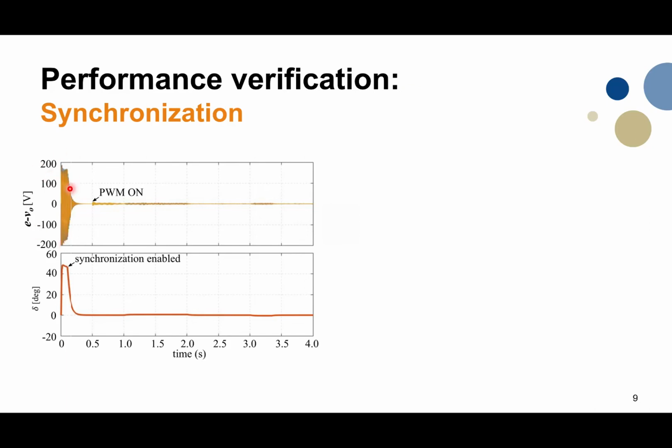We can see that before synchronization is enabled, there's a big phase difference. Here, this is the phase difference between the estimated voltage and the PCC voltage. We have not enabled the synchronization yet. And this is the voltage error between these two voltages. So at this point, we see that there is a phase error of around 50 degrees. So we enable our synchronization loop. When we enable the synchronization loop, we see that this phase error eventually goes to 0 within some cycles.